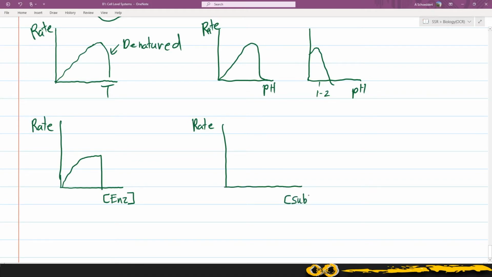The substrate concentration we can again try and see logically. As you increase the number of substrates available, then you increase the rate of reaction. But once every single enzyme is working and all of the active sites are full, then that rate levels off, and this is known as the saturation point. So every active site is filled with substrate, and so even if you increase the substrate, you can't actually increase the rate of reaction anymore.